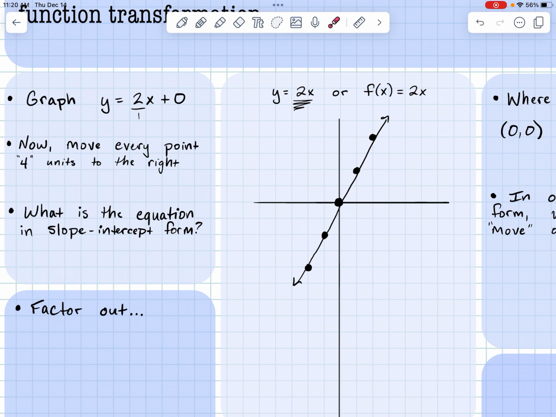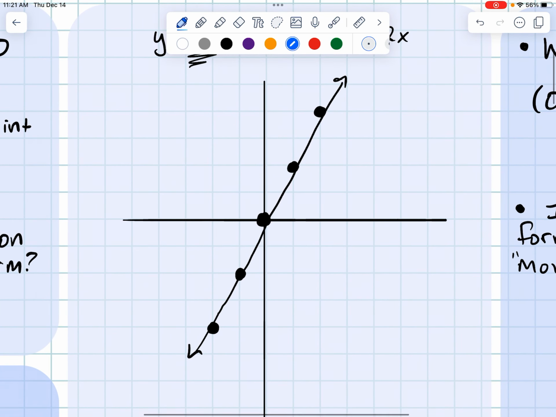So this says move every point on our graph 4 units to the right. So we know that we're moving in this direction, that is the direction to the right. So at every point, I'm going to count 4 spaces to the right, and I'm going to draw this new line in blue. So we're going to count 1, 2, 3, 4 and put our new point here. For the next point, 1, 2, 3, and 4 and put our point here.